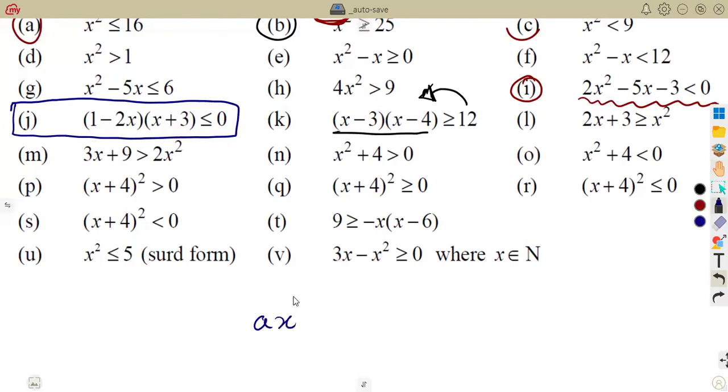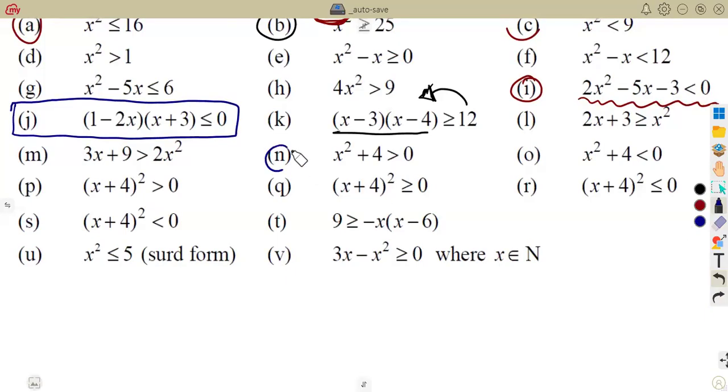Formulate the normal quadratic expression that you are used to, ax squared plus bx plus c, compared to 0. Is it less than 0? You must have something of this nature. That is where you talk of the factorization after that, if it is possible for you to have that factorization. Some questions, factorization is not possible.